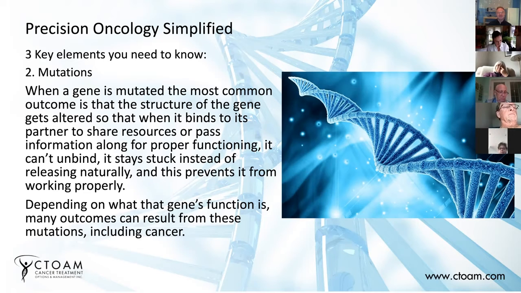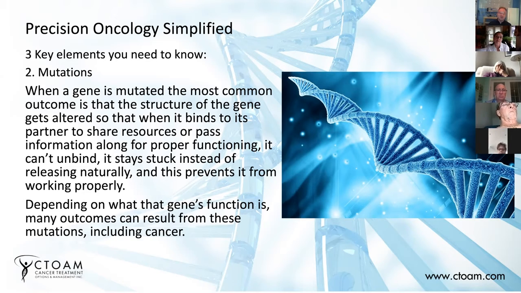So what mutations are: mutations are changes to one of these little rungs. So it looks like a ladder. We'll call these rungs. And what happens is one of these rungs gets changed. So you have a specific order, and the order is these rungs in the ladder. And when you change one of those rungs, it changes the way that gene functions. So when a gene gets mutated, the structure gets altered. And so when it binds to its partner, it changes, or its partner gene.